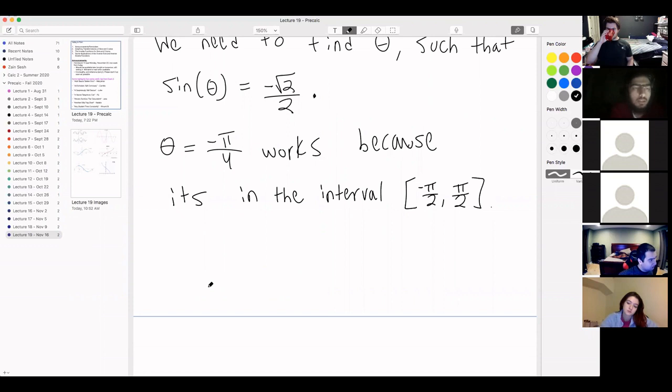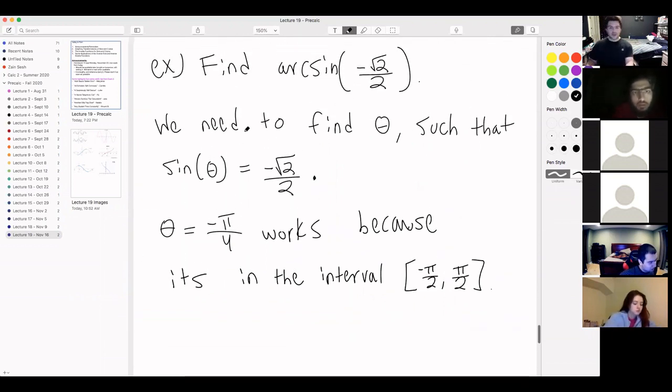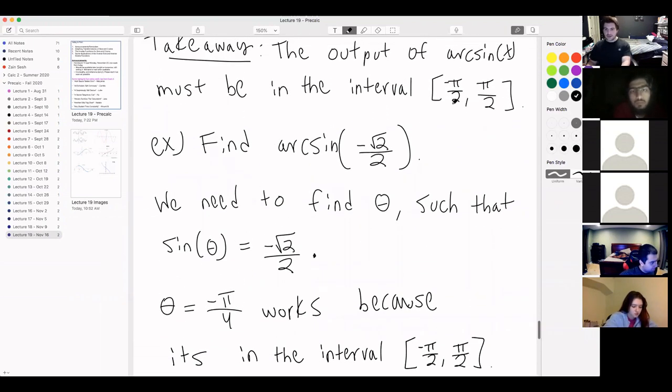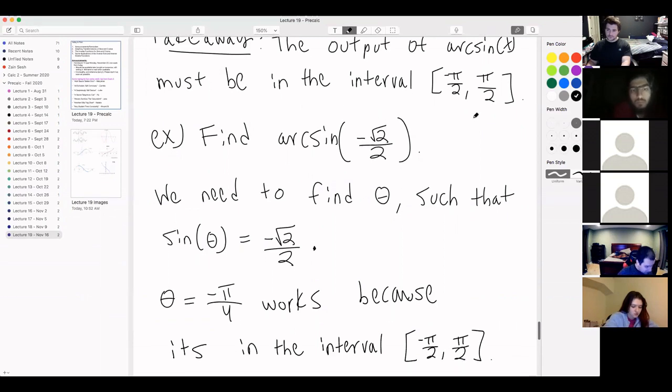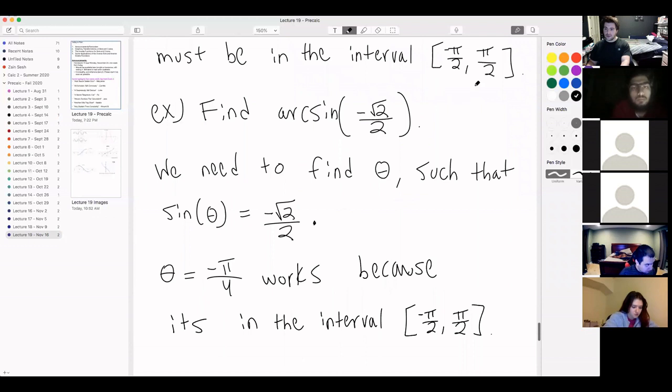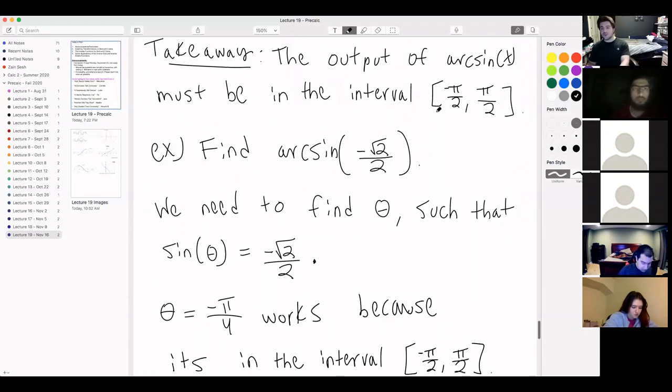Could you repeat that again? I'm sorry. When you evaluate these things, you need to make sure that your answer is inside the interval negative pi over 2 to pi over 2. Negative pi over 4 is indeed in this interval, so it checks out. The reason is that this is the range of the arcsine function.